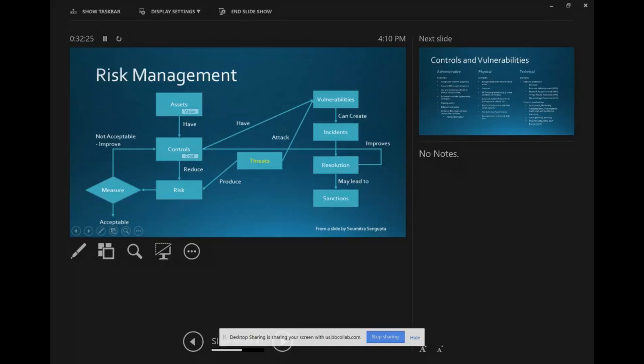So you determine the assets, and assets have an associated characteristic. They have a value. Each asset has controls. Those controls cost money, and the idea behind the controls is to reduce the risk. But controls have vulnerabilities that could be exploited to get around the control, which can create incidents. And those incidents, then you have to deal with resolutions. You can improve the controls, but it may lead to sanctions.